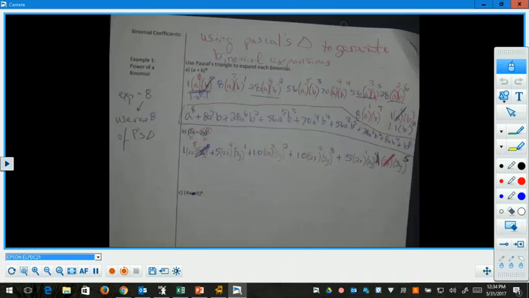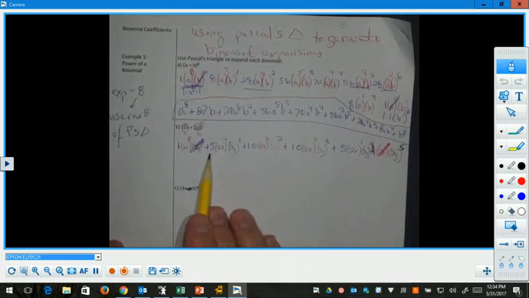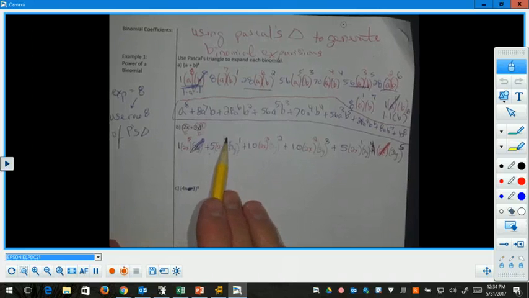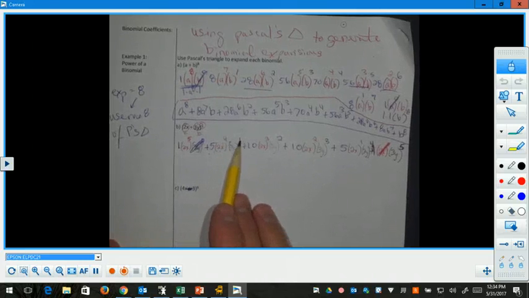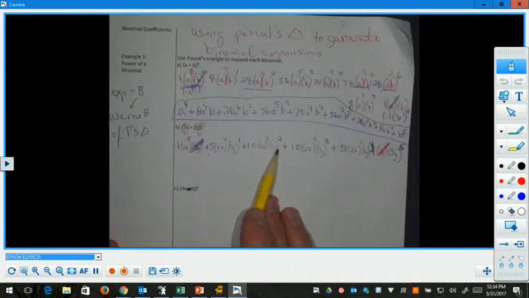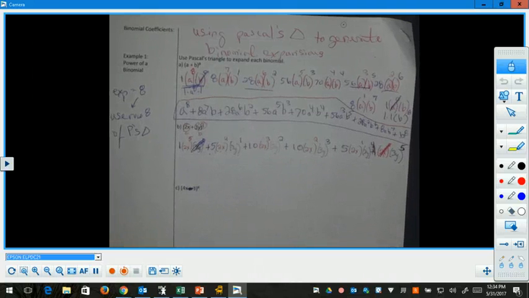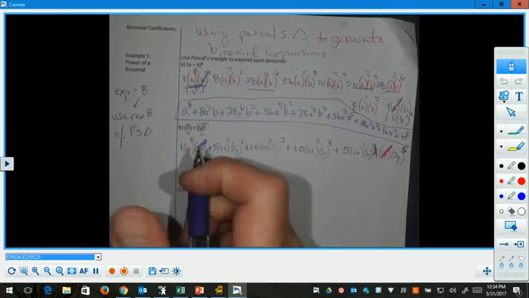Now, before I can actually multiply the 5 with this and this, I need to take the time to raise this to the 4th power, to raise this to the 1st, to raise this to the 3rd, to raise this to the 2nd. And so what that's going to look like will be this.